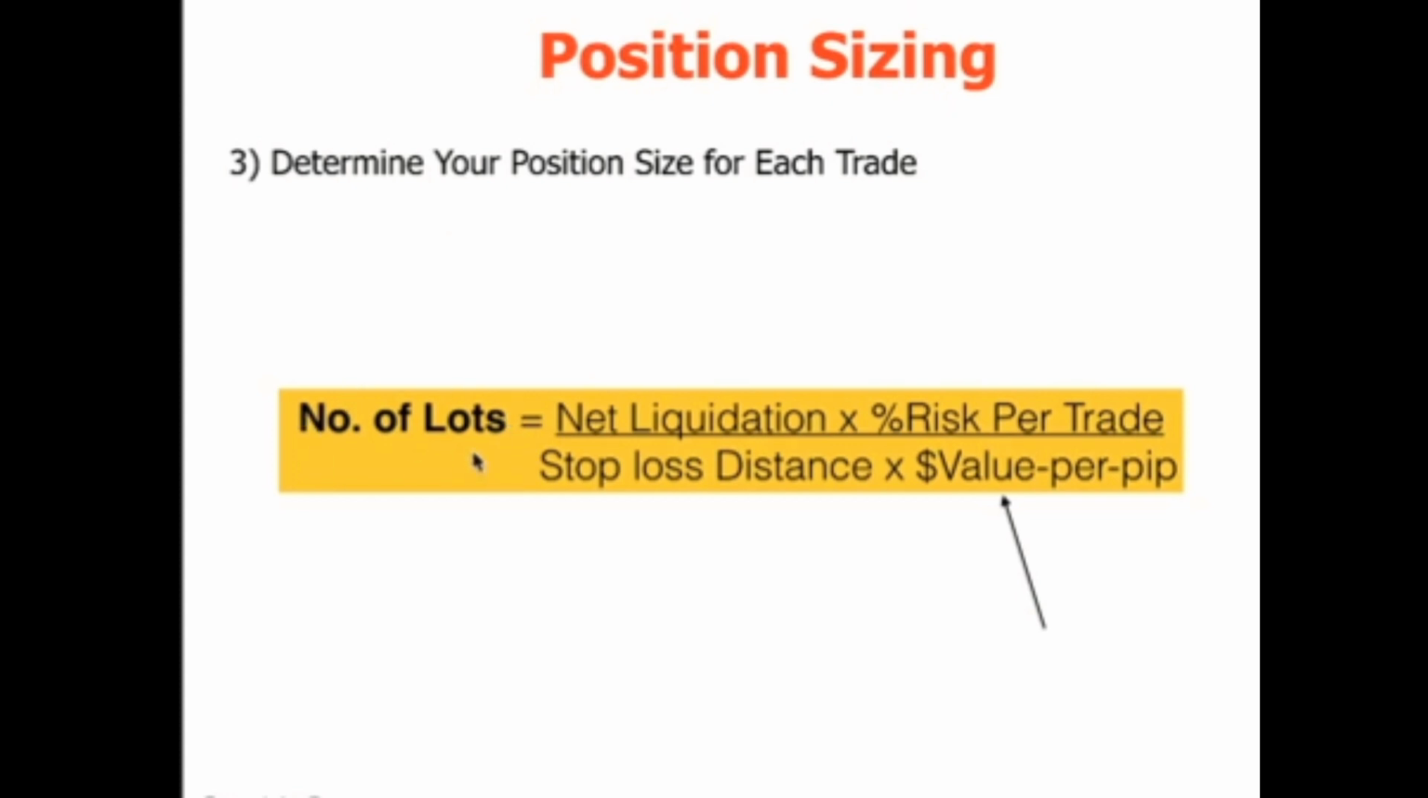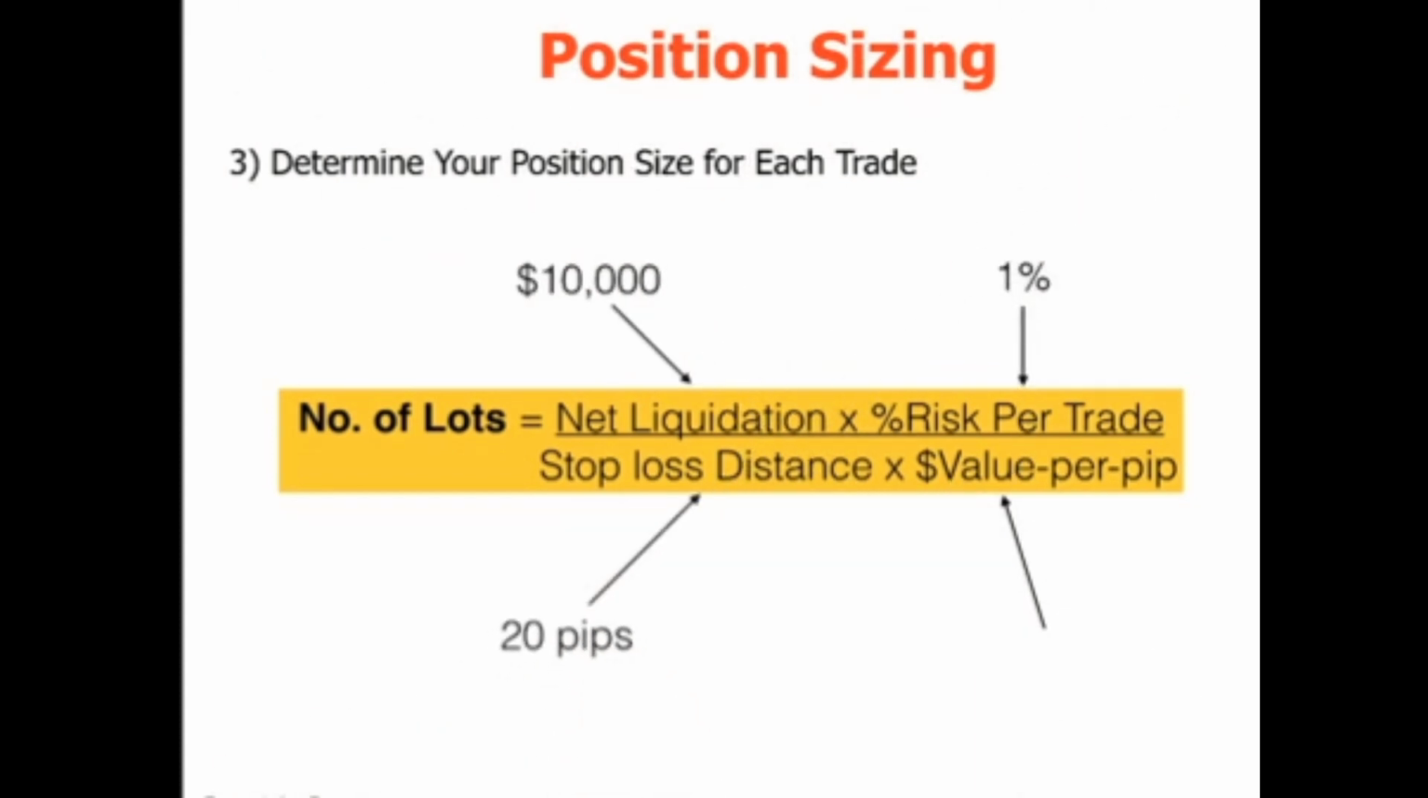So now here on my screen is the formula. It means that the number of lots is equal to net liquidation times percentage risk per trade, divided by your stop loss distance times value of pip. Now again, remember that I told you that different currency pairs have different pip values.